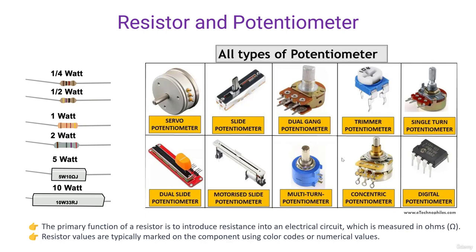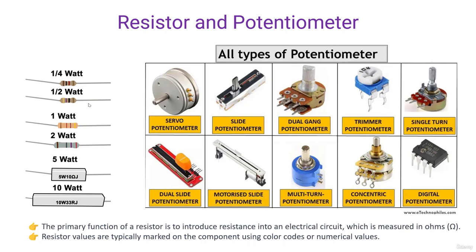Among all of these, we will study the single turn potentiometer and how to interface this sort of potentiometer with Arduino. We'll learn that in this video. Before going ahead, let me tell you, the primary function of a resistor is to introduce resistance into an electrical or electronic circuit, and resistance is measured in ohms. The resistor value is typically marked on the components using color codes or numerical values.